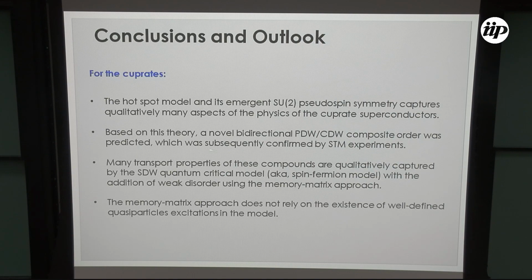Based on this theory, a novel bidirectional pair density wave / charge density wave composite order was predicted, and this was subsequently confirmed by STM experiments. Many transport properties of these compounds are also qualitatively captured by the SDW quantum critical model, aka the spin-fermion model, with the addition of weak disorder using the memory matrix approach. An important thing is that the memory matrix does not rely on the existence of well-defined quasiparticle excitations in the model.